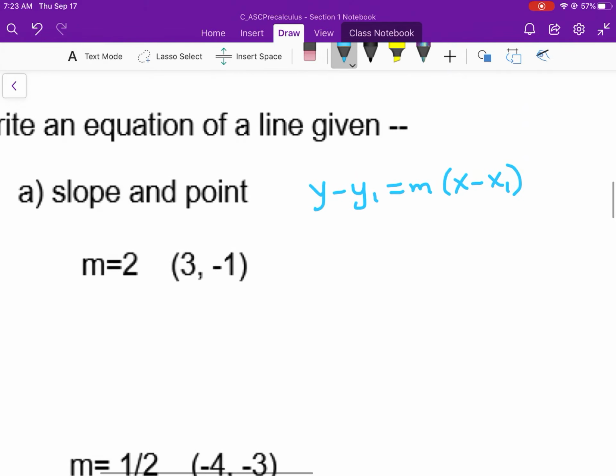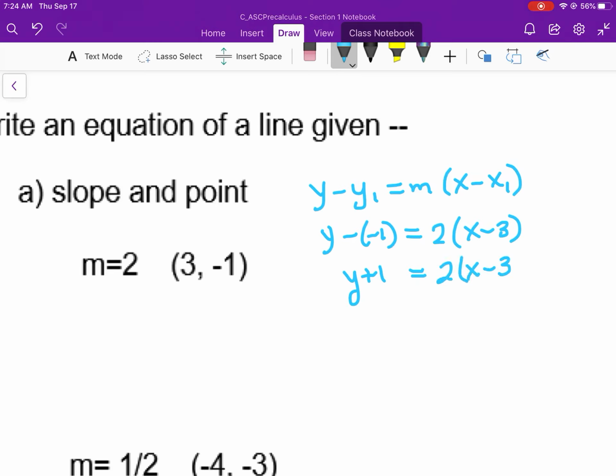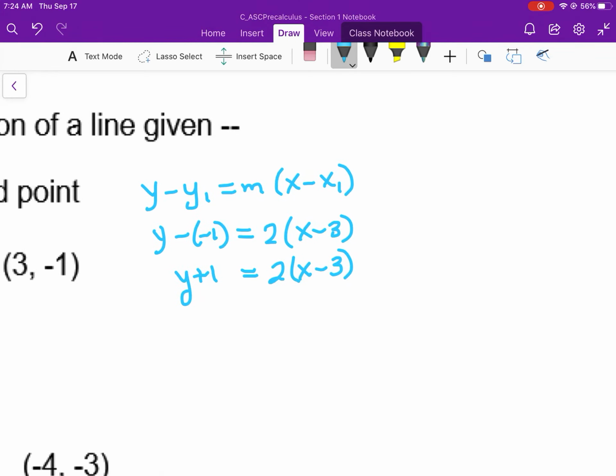Okay, so remember, you've got to memorize formulas in pre-calc. The y we don't substitute for, but we take the y1 as negative 1 from that point. We do 2 from the slope, and then we have x minus x1, which is 3. So this is y plus 1 equals 2 times (x minus 3). Now, if all you have to do is write an equation of a line, you can quit there if you're not told otherwise. If you're told to put it in a particular format, then we need to continue on our quest here.